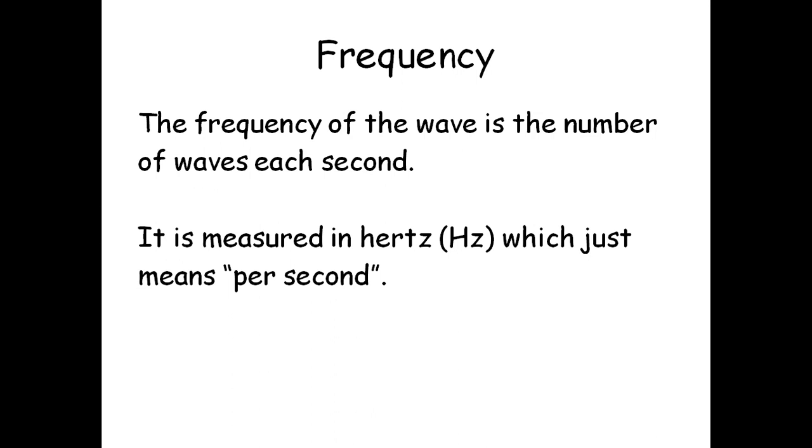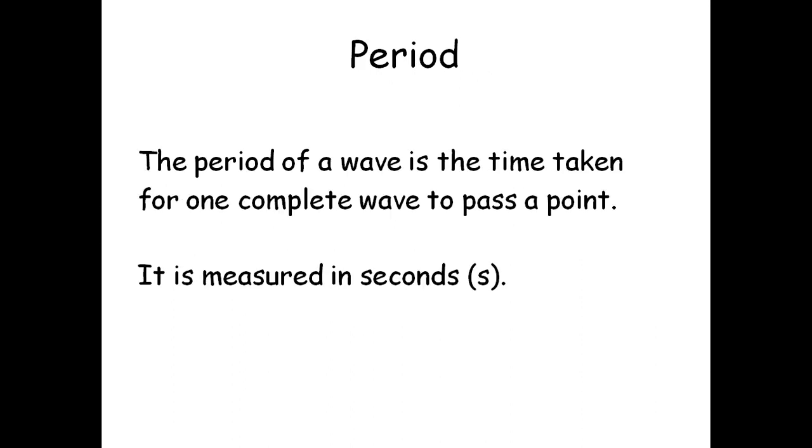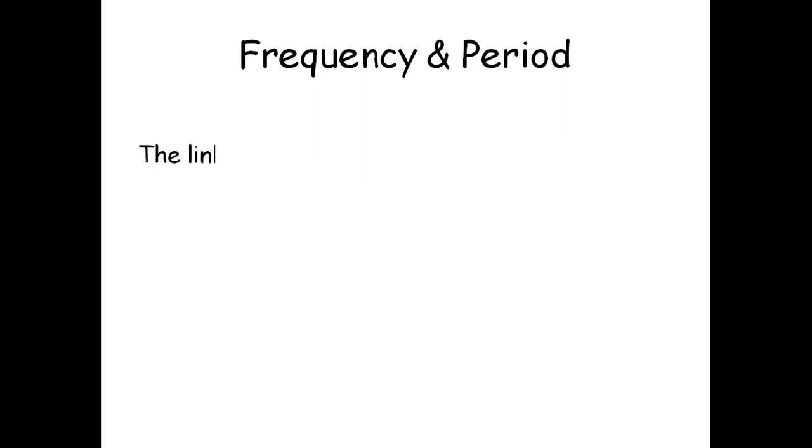Frequency. The frequency of the wave is the number of waves in each second. It is measured in hertz. The period of a wave is the time taken for one complete wave to pass a point. It is measured in seconds.